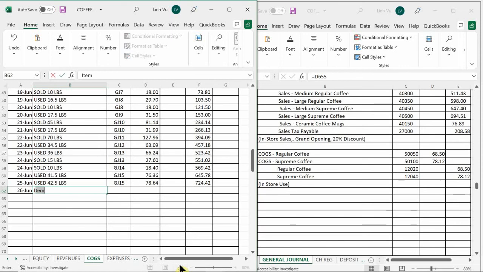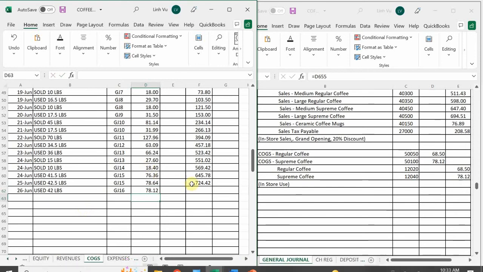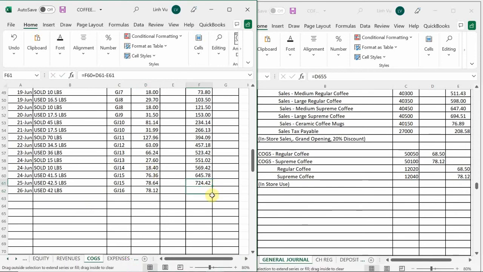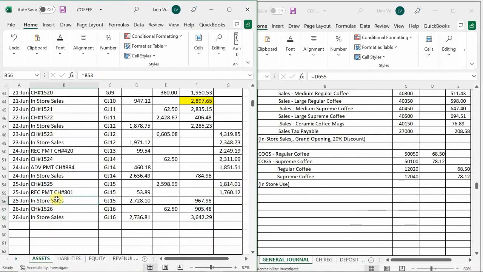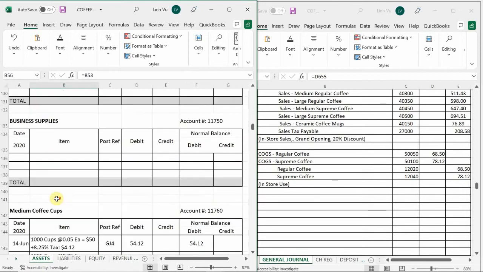Right? I used 42 pounds for a total of $78.12. Okay? And of course, that should have increased your account by $802.54. So, I need to update my inventory.